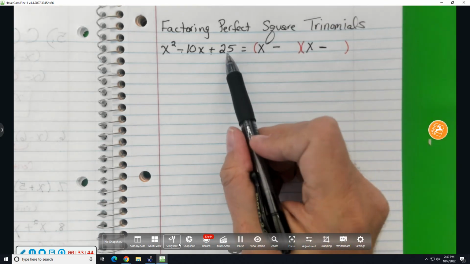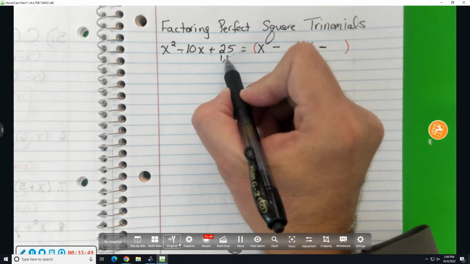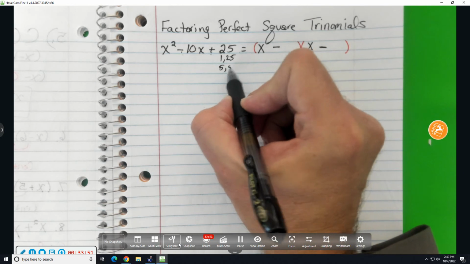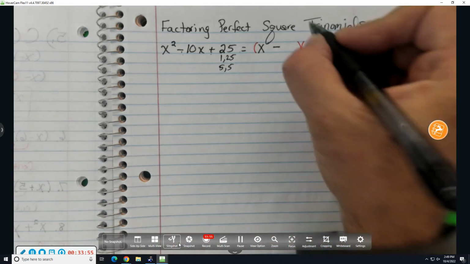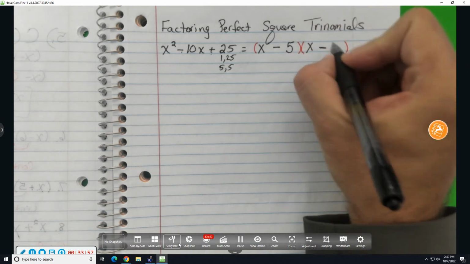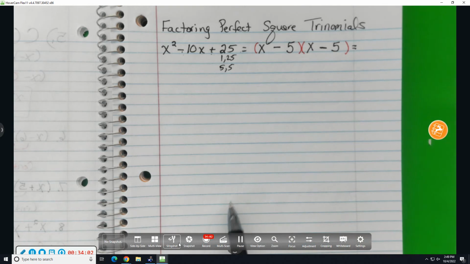Now, for 25, there's not a lot of numbers that multiply together to give 25. 1 and 25, 5 and 5. Do y'all have a feeling of which one's going to work? 5 and 5, because negative 5 plus negative 5 is negative 10. Yes.